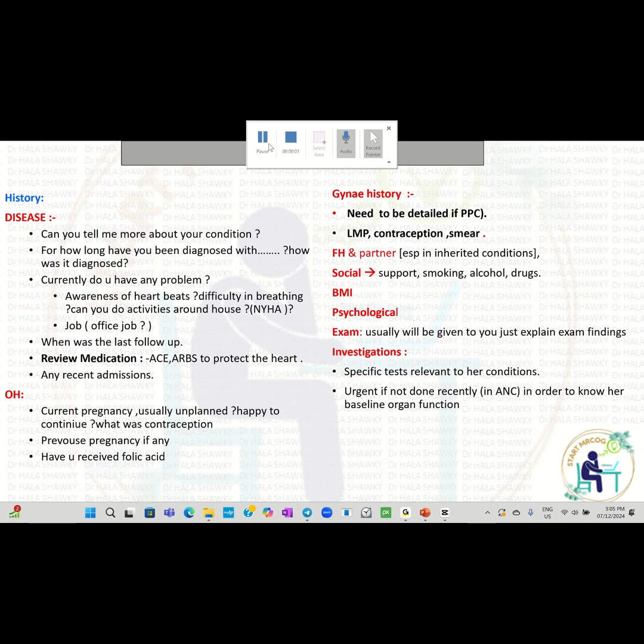Coming to simulated patient tasks, we have history, and we have to assess the disease severity by a set of questions. Open one: can you tell me more about your condition? For how long have you been diagnosed with the condition and how it was diagnosed? Currently, do you have any problem? Awareness of heartbeat, difficulty in breathing.